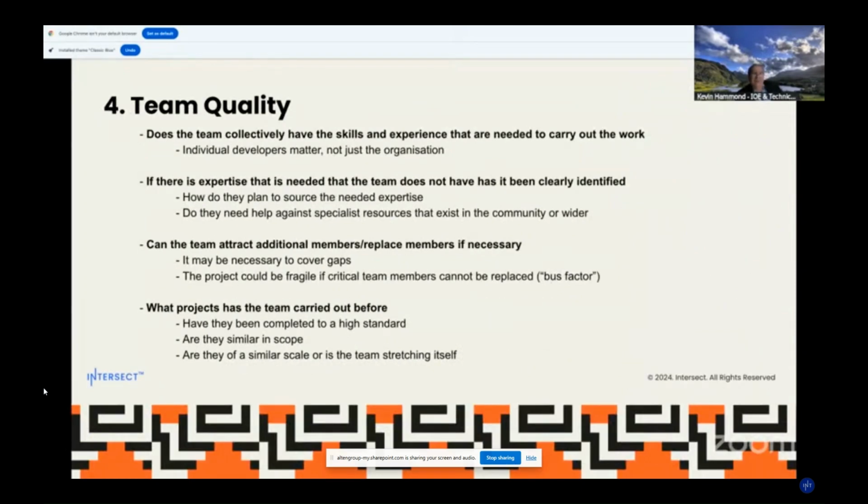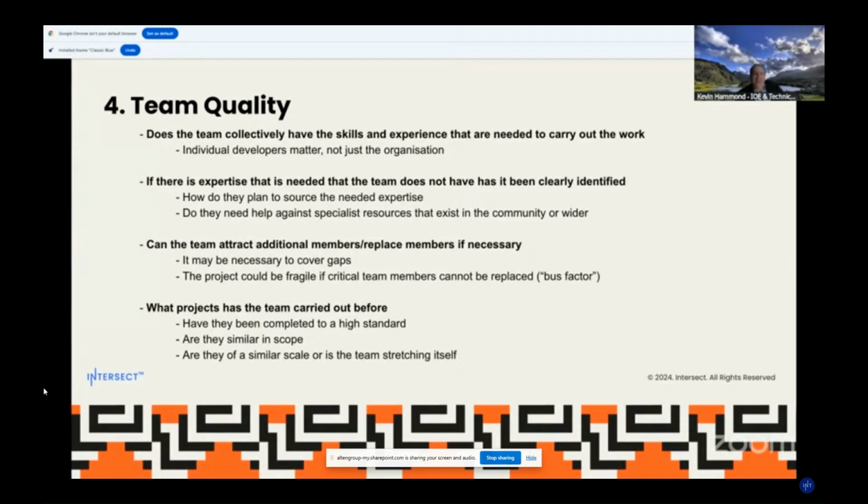Team quality. Does the team collectively have the skills and experience that are needed to carry out the work? And this may boil down to individual developers, not just the organization. And so individual developers are incredibly important in carrying out high quality work. If there is expertise that is needed, the team does not have, has it been identified? If it has, how does the team plan to source the required expertise? Will they need help from specialist resources, either in the community or wider? Can the team attract additional members, replace members if necessary, to cover gaps, for example?